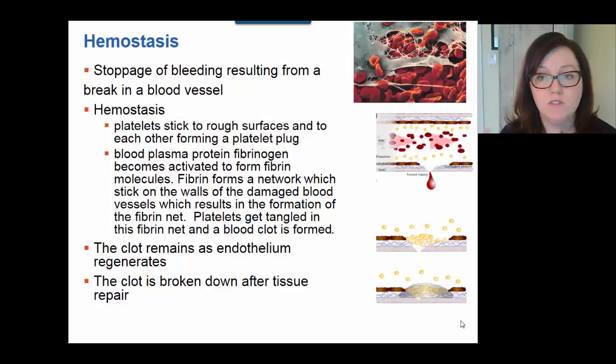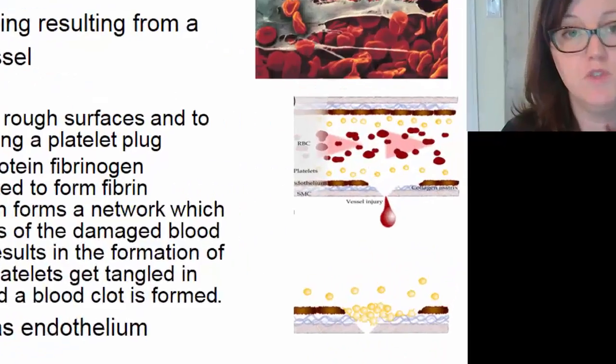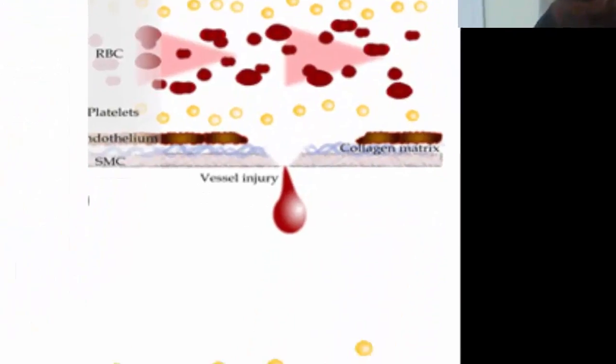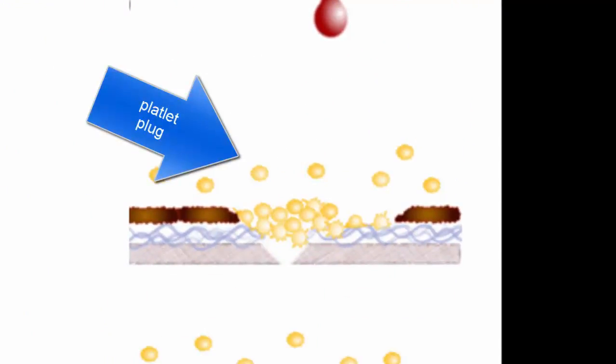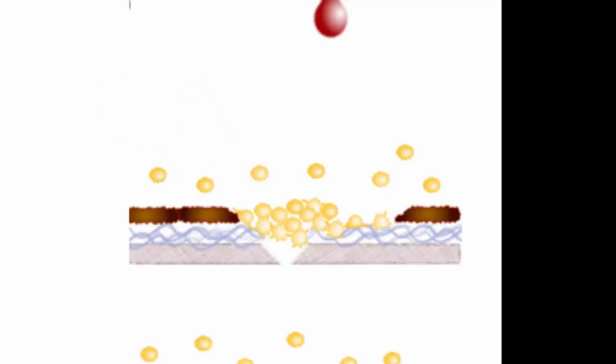Hemostasis has some different steps to it. The initial part of hemostasis involves platelets sticking to each other, forming what we call a platelet plug. Normally, platelets don't stick to each other in the bloodstream. Platelets only like to stick to rough edges. So when you have a break in the blood vessel wall, there are going to be some rough edges there, and platelets will stick there, and then other platelets will stick to those platelets, forming this plug.